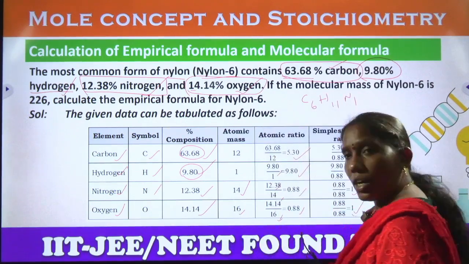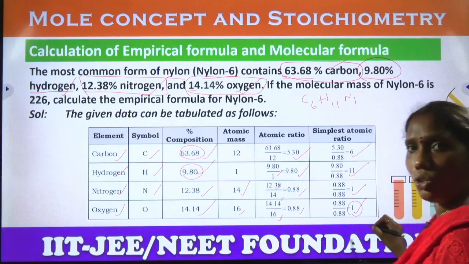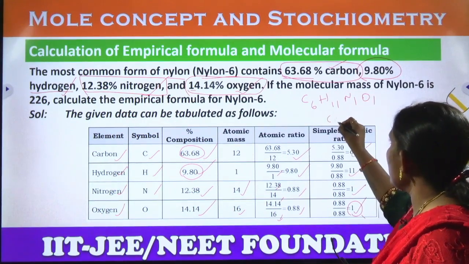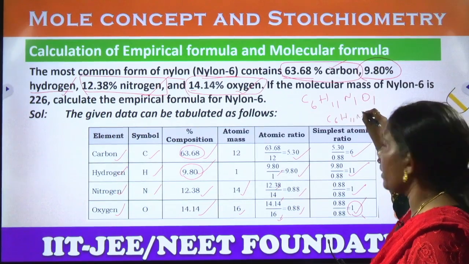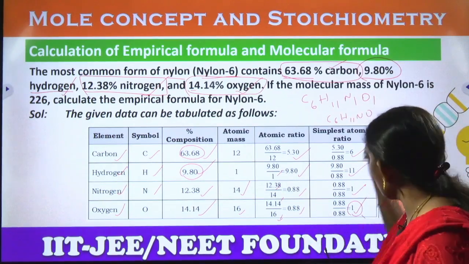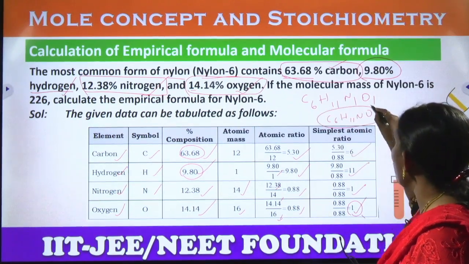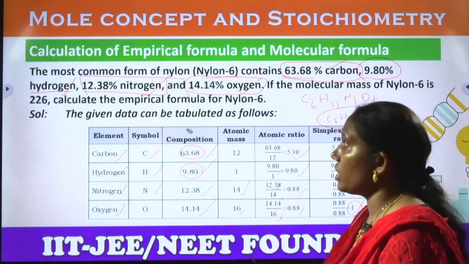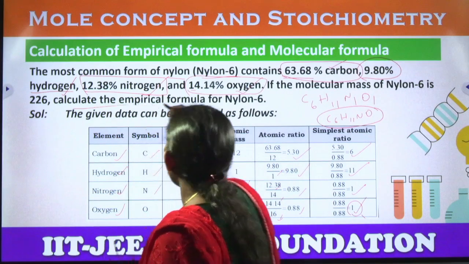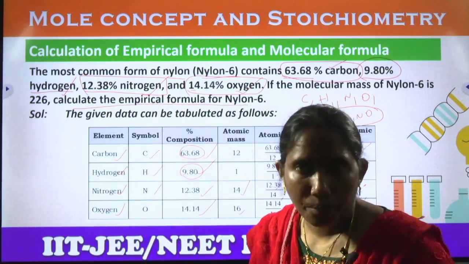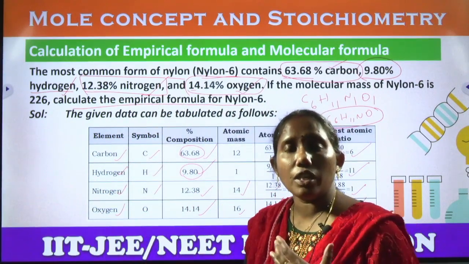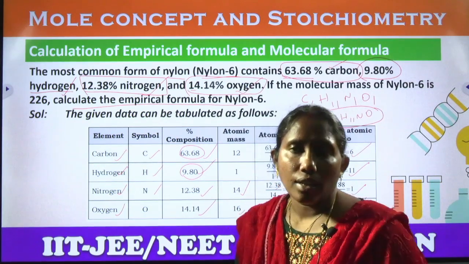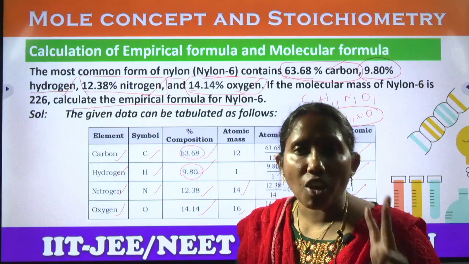Oxygen is also 1, so O1 means C6H11NO. This is the empirical formula for nylon 6. He has to calculate the empirical formula only. So the empirical formula for nylon 6 is C6H11ON. To calculate the empirical formula, there are 3 steps.